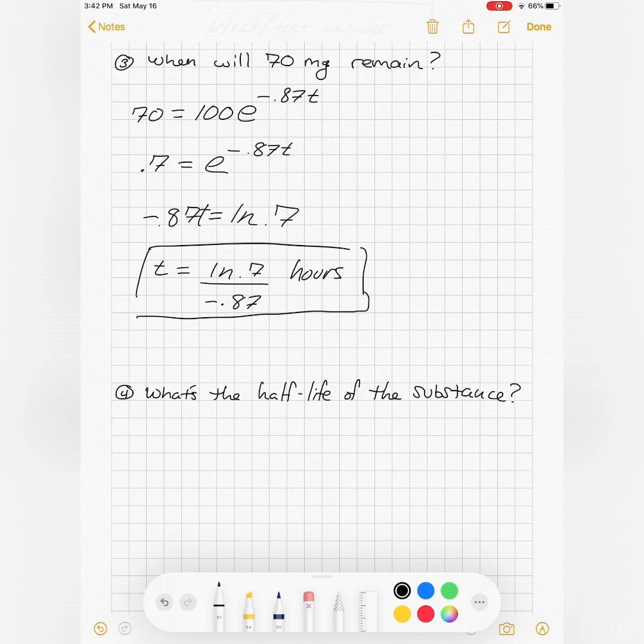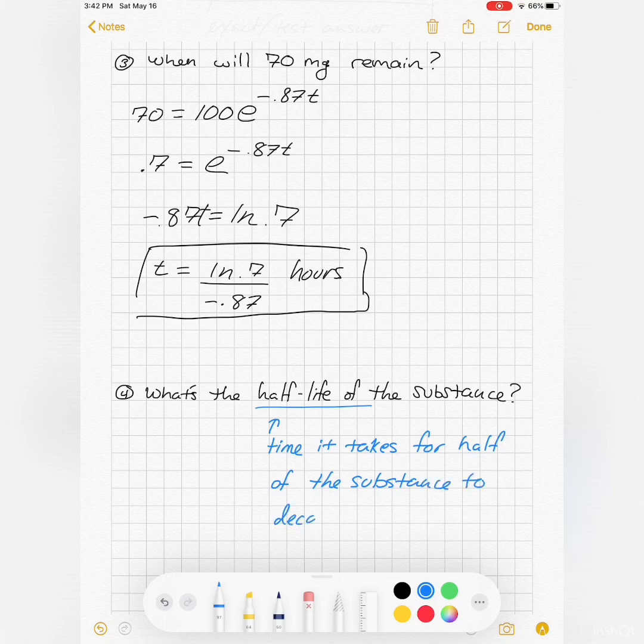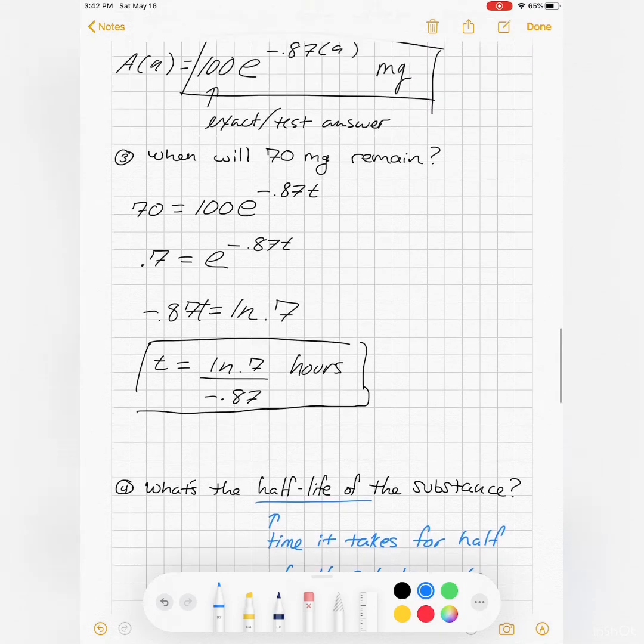What's the half-life? So I need a little definition. So half-life, this is the time it takes for half of the substance to decay. Okay, so the question is, how long will it take for half of the substance here to decay?